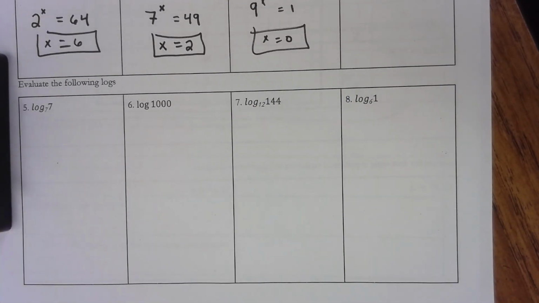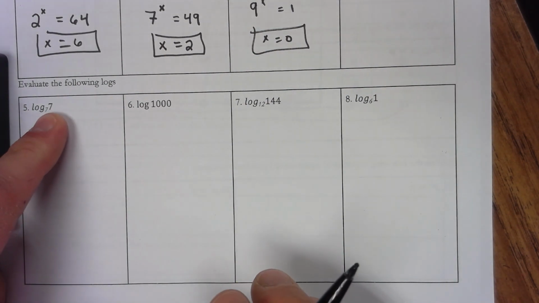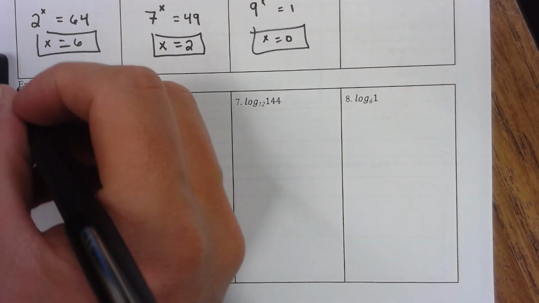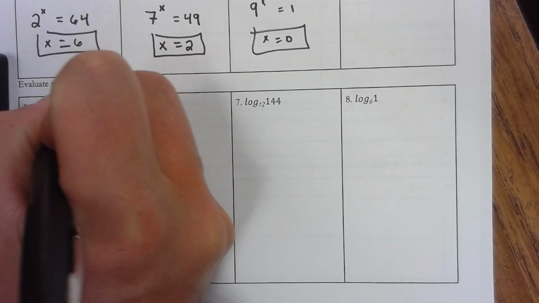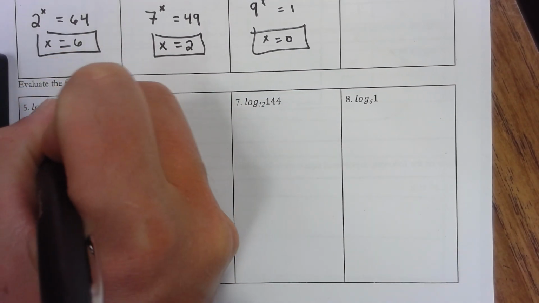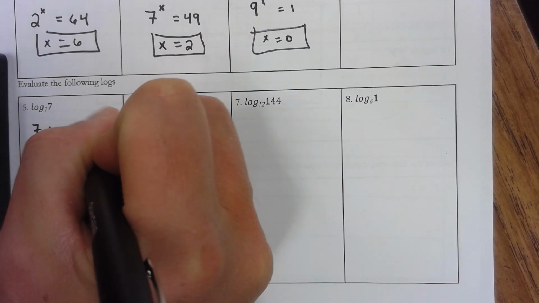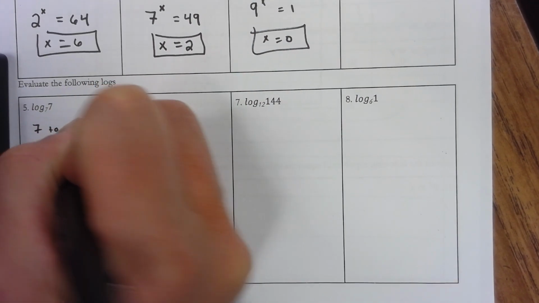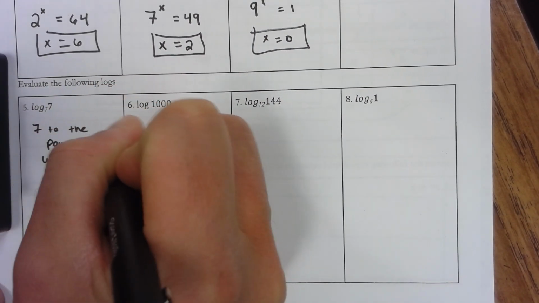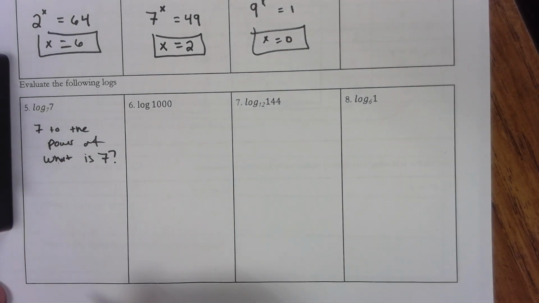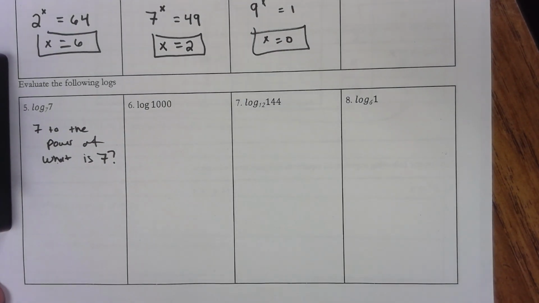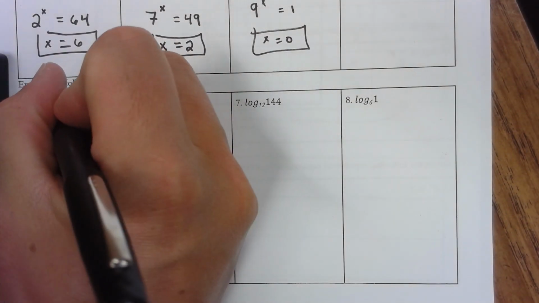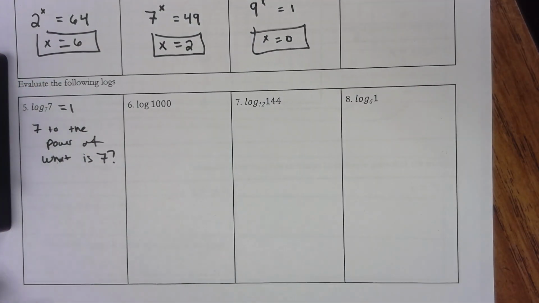All right, these next 4 are really the exact same. The only difference is they aren't equal to x. If I see log base 7 of 7, I'm approaching this the same way. 7 to the power of what is still just 7? Well, that would be 1, right? 7 to the power of 1 is 7. Thus, log base 7 of 7 is 1.